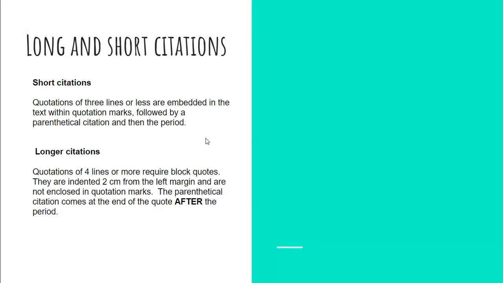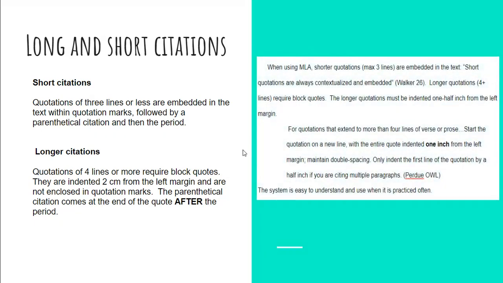There are two types of citations. There are short citations and longer citations. A short citation is a maximum of 3 lines, and it can be embedded directly into your paragraph, so it flows with your paragraph. When you add your in-text citation, the punctuation to end your sentence comes after the in-text citation.